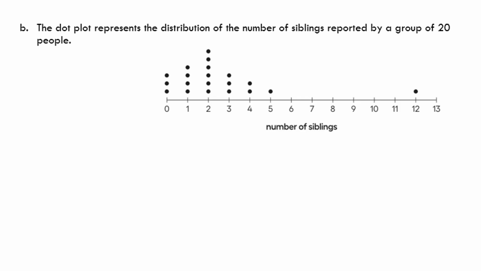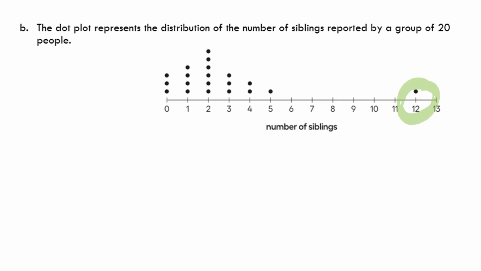The dot plot represents the distribution of the number of siblings reported by a group of 20 people. I have 3 dots over 0 for 3 people who have 0 siblings, 4 dots over 1 for 4 people who have 1 sibling, 6 dots over 2 for 6 people who have 2 siblings, 3 dots over 3, 2 dots over 4, 1 dot over 5, and my outlier over here, which is 12.